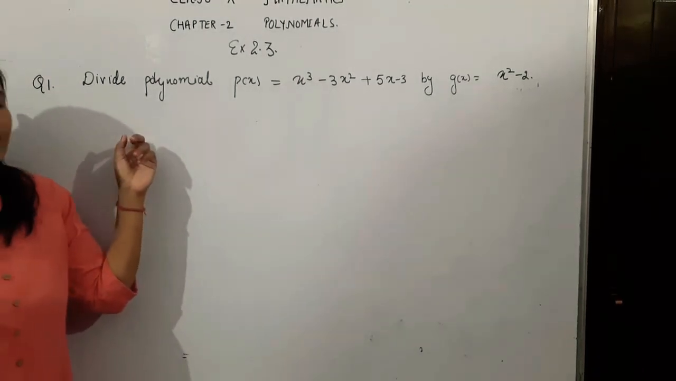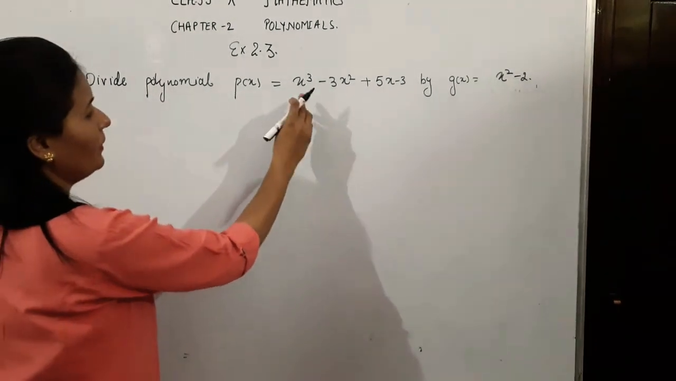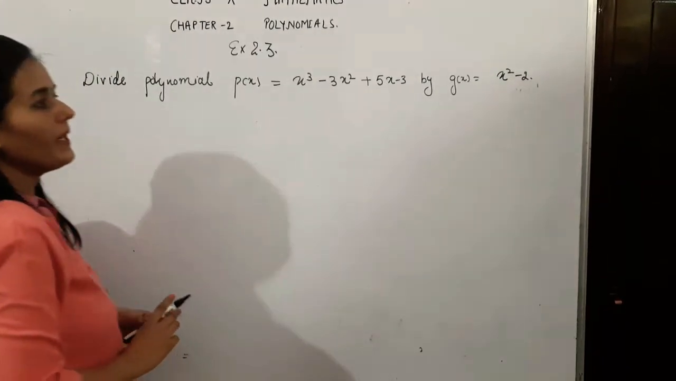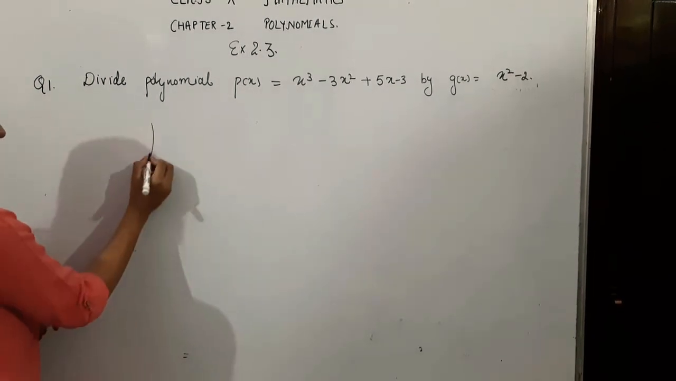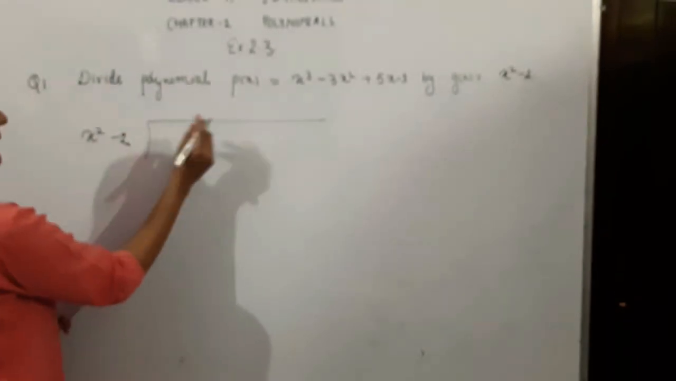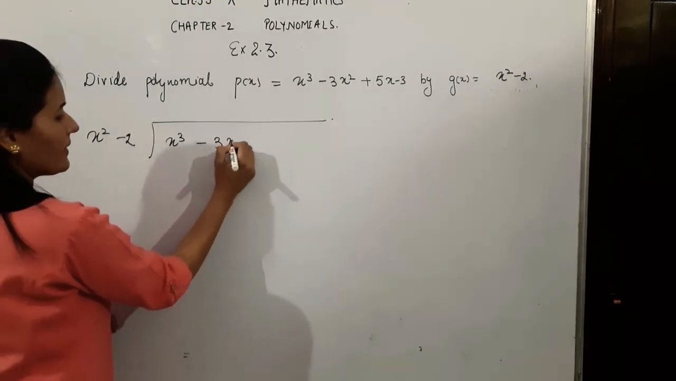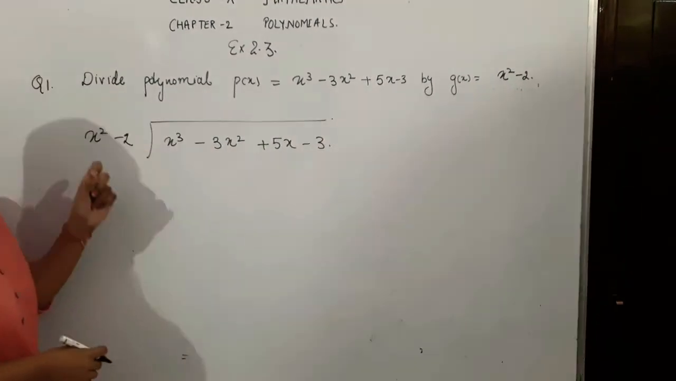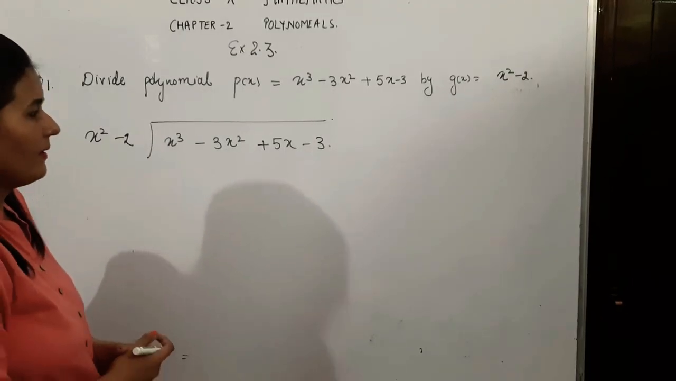Question 1 of exercise 2.3, the statement is: divide the polynomial p(x) equals x cube minus 3x square plus 5x minus 3 by g(x) equals x square minus 2. So, in the division sign, what will we write? x square minus 2 outside, and inside we will write x cube minus 3x square plus 5x minus 3. Outside there is a quadratic, inside the division sign we have a cubic, right?